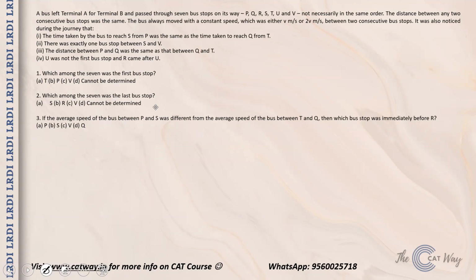Now it was also noticed during the journey that the time taken by the bus to reach S from P was the same as the time taken to reach Q from T. So one thing is clear that S comes after P, and to reach Q from T, that means Q comes after T. These two things are certain. Then it says there was exactly one bus stop between S and V. Okay, so between S and V there is exactly one bus stop. It could be any of it, right?